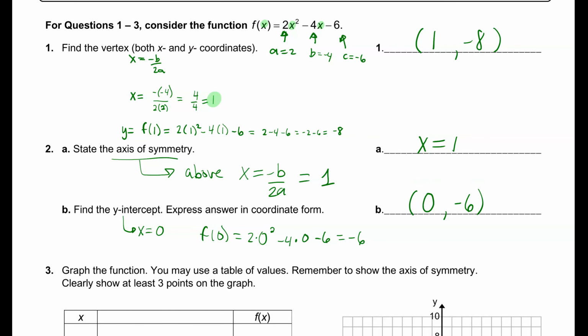So you just plug in 0? Yep, and we'll find the y-intercept. AKA, it's always your C. Why did you do 6x equals 0? No, this is an arrow. This is an arrow you're plugging in. So y-intercept, plug in x equals 0.